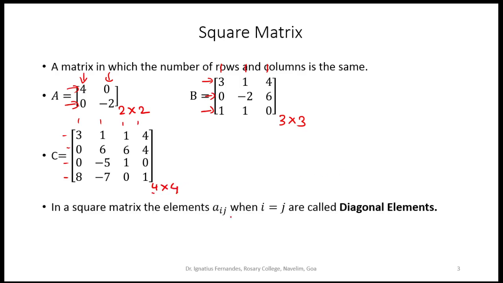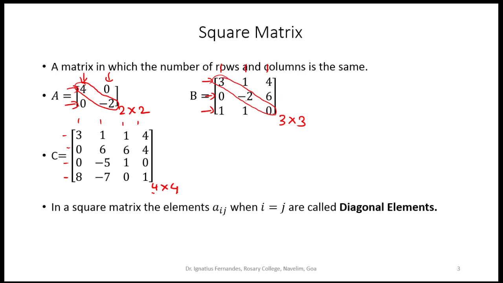In a square matrix, the elements a_ij where i is equal to j are called diagonal elements. Wherever the row number and the column number of a position are the same, they are called diagonal elements. Precisely in this matrix, these are the diagonal elements: 1,1 is the position of this one, and the position of this is 2,2. The same way here, the diagonal elements are 3, -2 and 0.